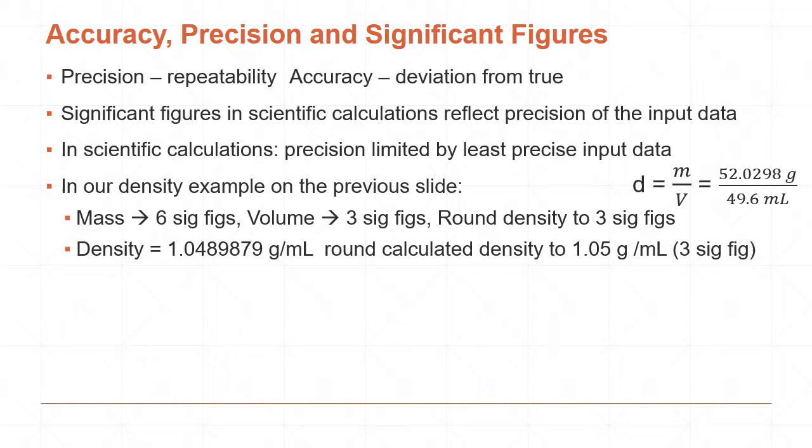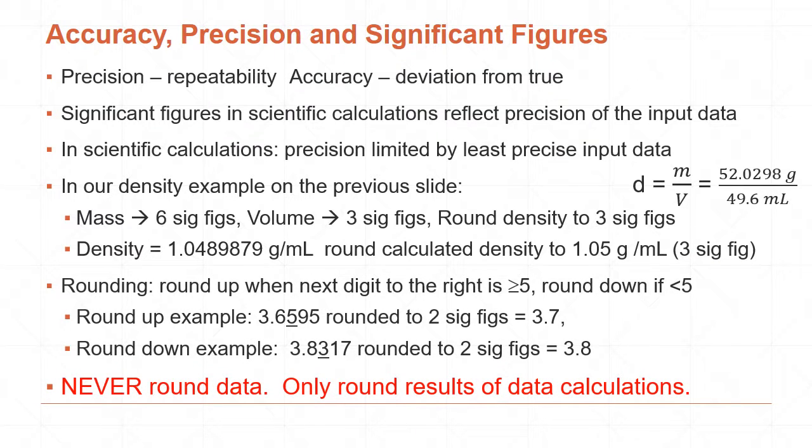Now, my calculation of density is going to be limited by my least precise input, which is volume. It will be limited to 3 significant figures, so it will be necessary to round my density answer to 3 significant figures. So I'll round that 1.04898879 grams per milliliter to 1.05. So this is going to be my final answer, 1.05 grams per milliliter. There's my units, and that will be 3 significant figures.